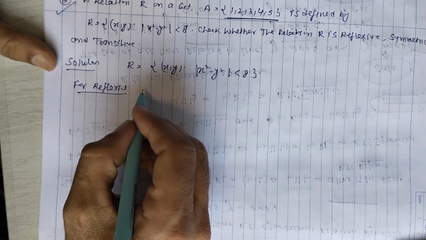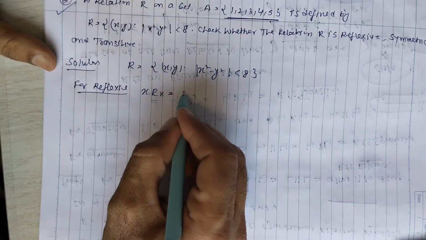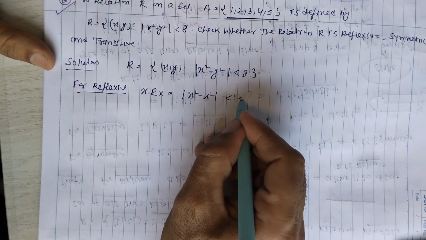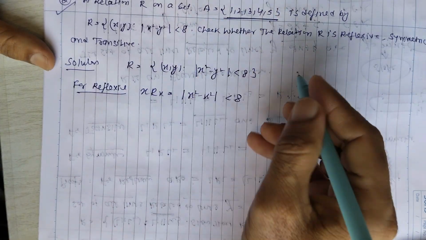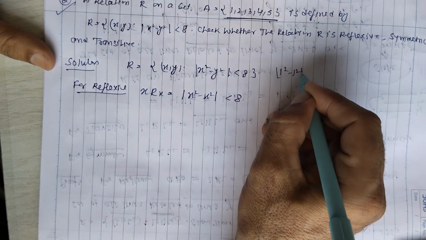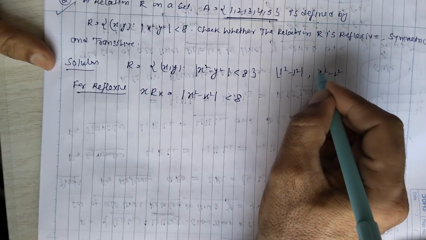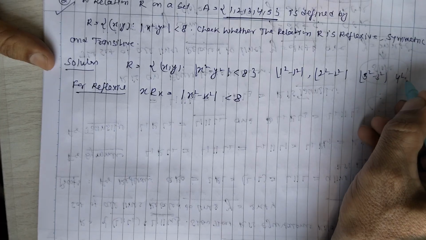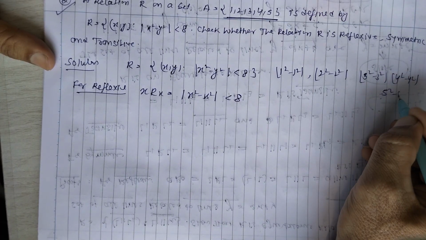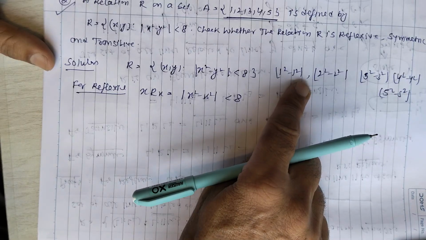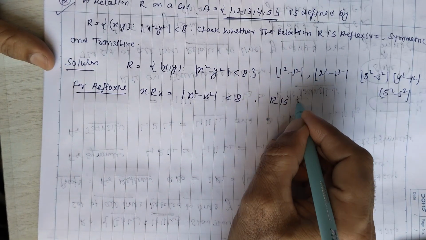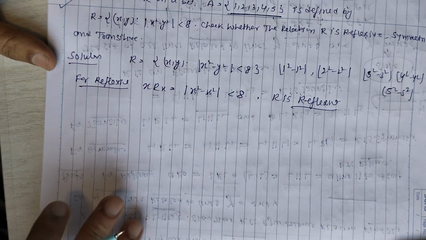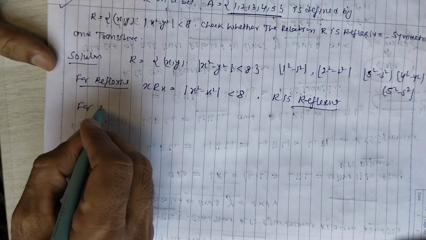For reflexive, is x related to x? Replacing both, we get x square minus x square, which is x square minus x square equals 0. 0 is always smaller than 8. You choose any number like 1 square minus 1 square, 2 square minus 2 square, 3 square minus 3 square, 4 square minus 4 square, 5 square minus 5 square. All are equal to 0, less than 8, so therefore R is reflexive. Correct? You have been given a set, so you have to choose from the set.